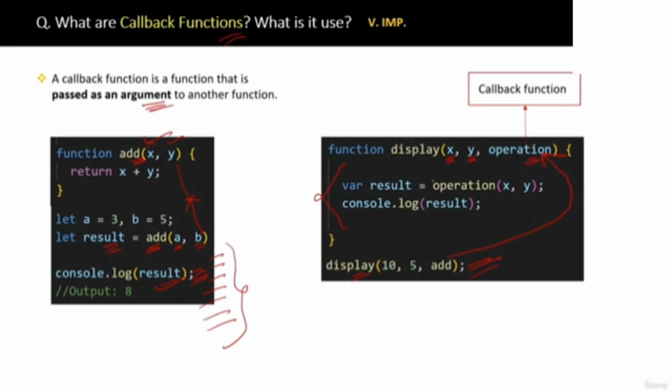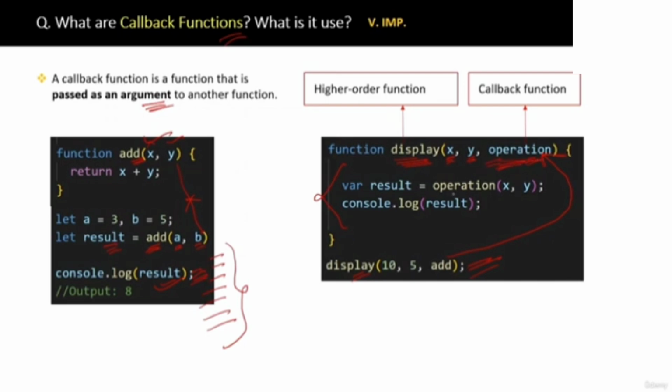One more thing, this display function which is receiving a callback function as a parameter is called a higher order function. Now the question: why did we do all this? What is the advantage of using this callback function and higher order function? This is the question now.